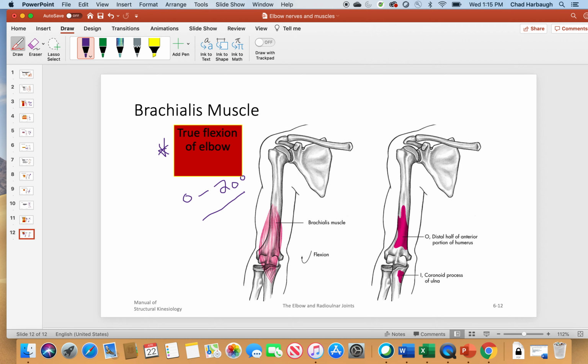So when we're talking about articulation or flexion of the elbow, first 0 to 20 degrees will come from the brachialis, and then the bicep brachii will continue to pull the elbow into 140 to 150 degrees. And that concludes the lecture on the brachial plexus and the muscles associated with the elbow joint.